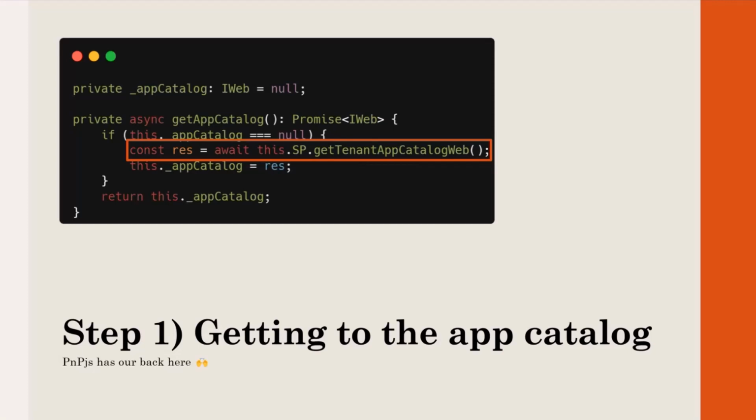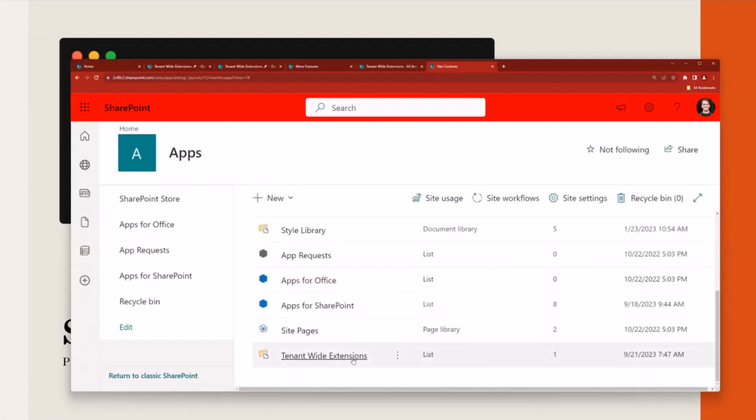So the first thing I needed to do was to find a way to get access to my tenant's app catalog. I was actually starting to poke around a little bit in the network traces, seeing what's going on, until I realized that PnP.js has actually figured all that out for me. I can straight up just go ahead and say, give me the tenant app catalog web. Now that gets me as far as access to the app catalog, which is great, but I need to find that list that we were just talking about. It's down here. It's named Tenant Wide Extensions.